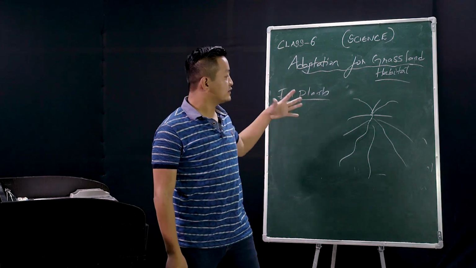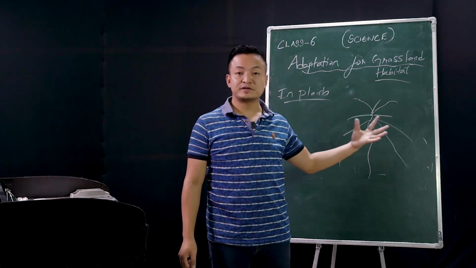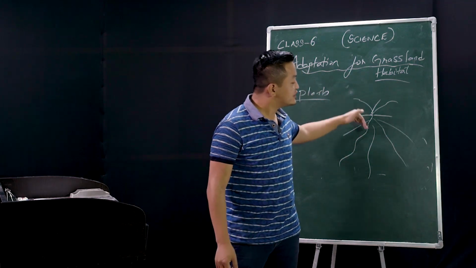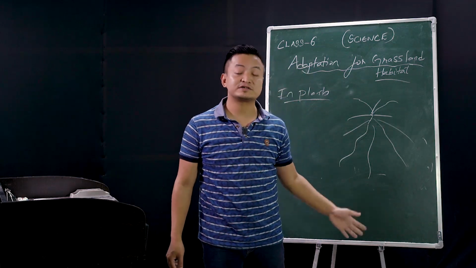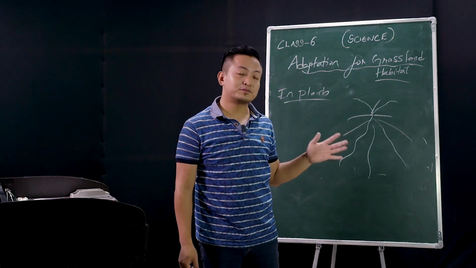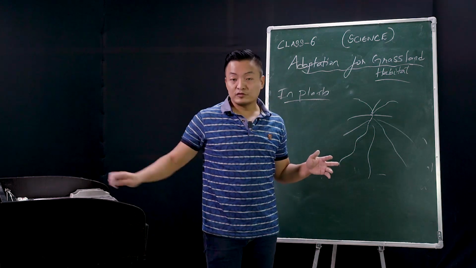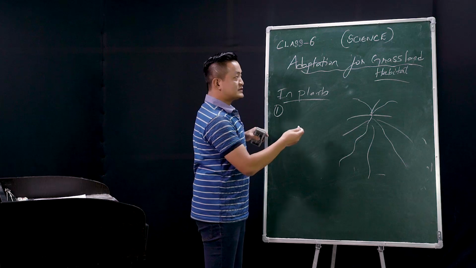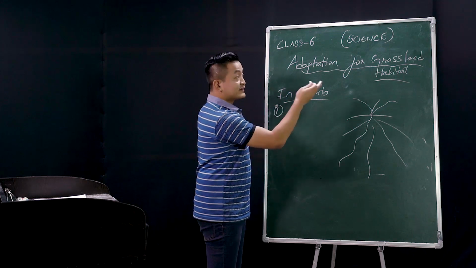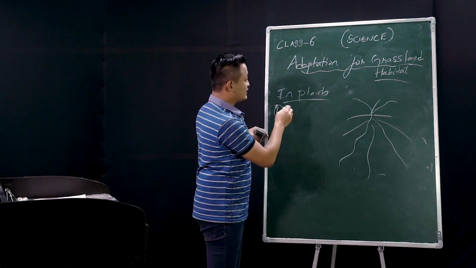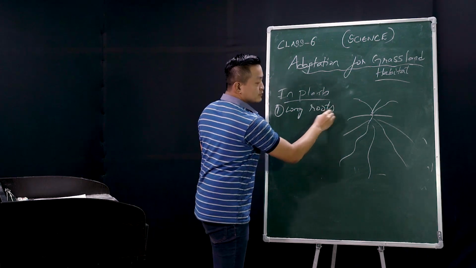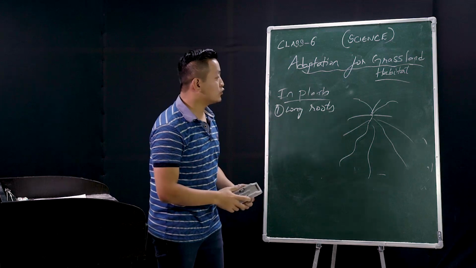Because every plant, they need nourishment. Every plant, they have to prepare their food. So they have to go deep inside the soil in search of water. So that's one important function. So you have to, the first point under the plant will be for those plants that survive in the grassland, they have long roots. Clear? They have long roots.